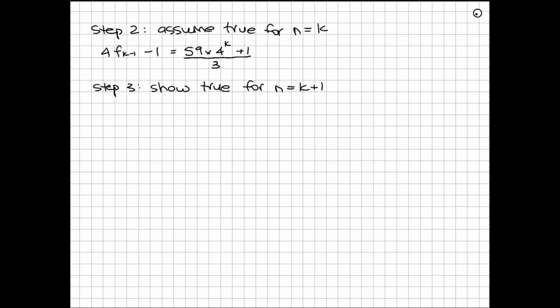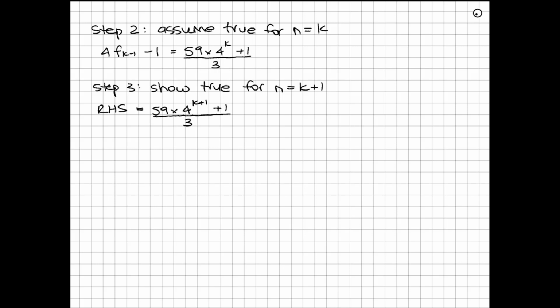Because if we can do that, then logically, following on from it being true for n equals 1, and if it's also true for n equals k and k plus 1, you can then build up the conclusion that it must be true for all the integers. So here, I'll start with the right-hand side. I'll just substitute n equals k plus 1. So the right-hand side would be equal to 59 times 4 to the k plus 1 plus 1, all divided by 3. That's our right-hand side, and there's not much more we can do with that.